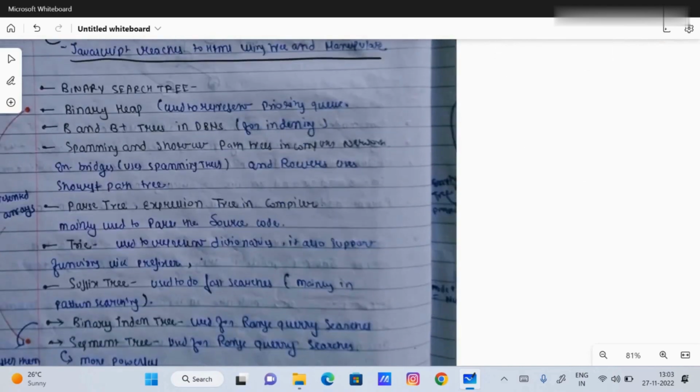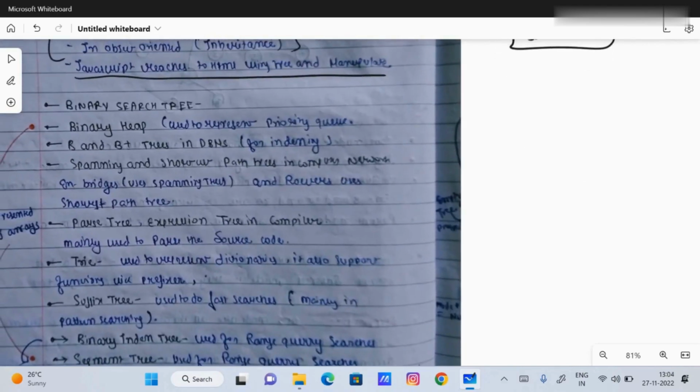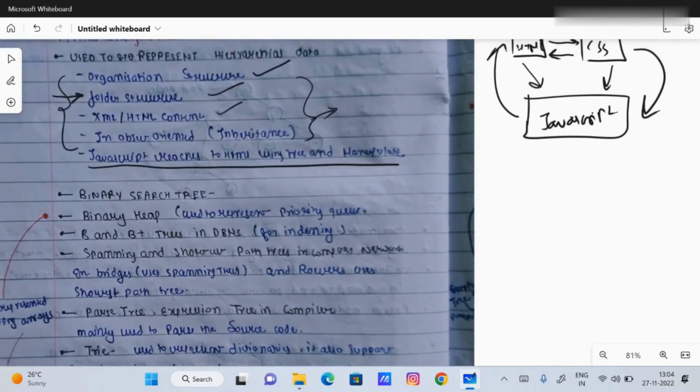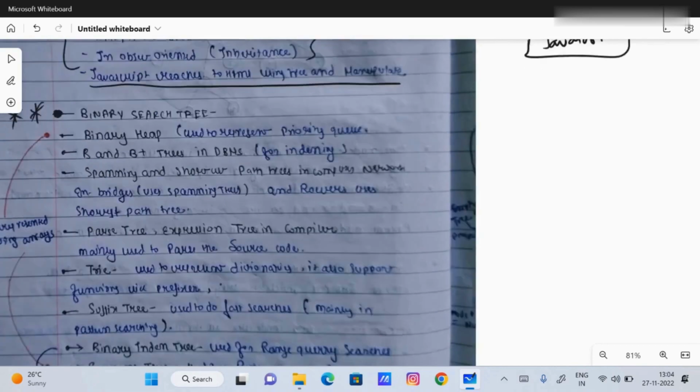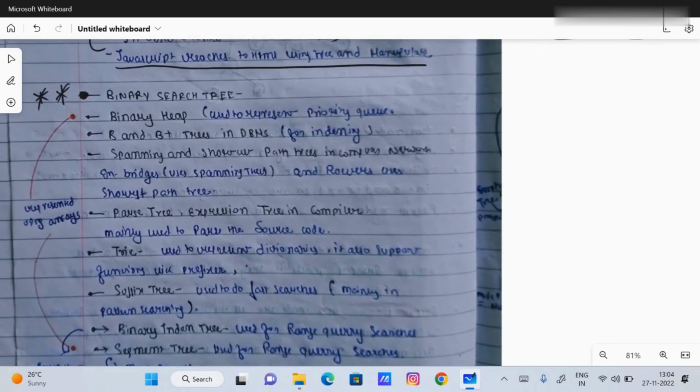Thereafter, binary search tree. We would definitely discuss it later, what is a binary search tree. Okay, it's a binary search tree. Let's mark it as a star. We'll discuss it later. Binary heap. These all are the topics that we will discuss later. Binary heap is mainly used to represent priority queue.